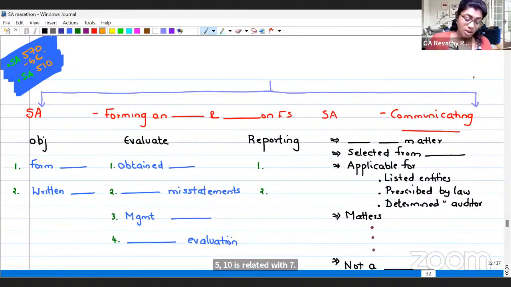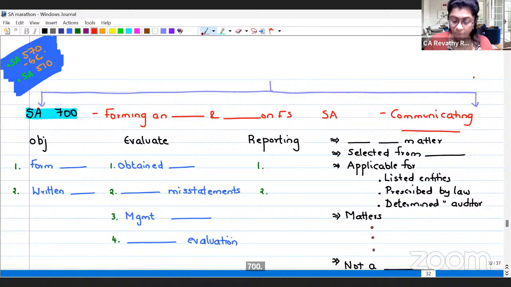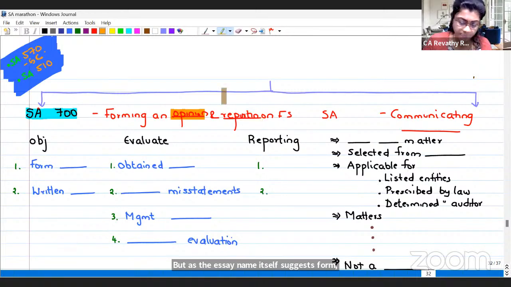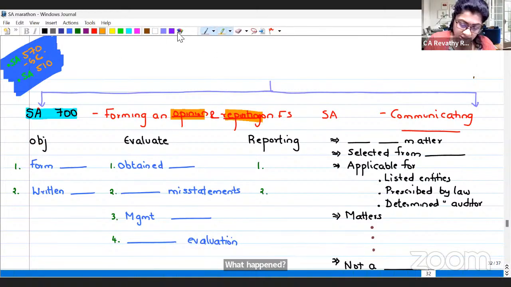Okay, so can we start? Which is the first essay? At every essay, 5 minutes. Come on, 700. What is 700? Forming an opinion and reporting on FS. And as the essay name itself suggests, opinion form, report. What is the objective of this essay? Form the opinion and give the written report.